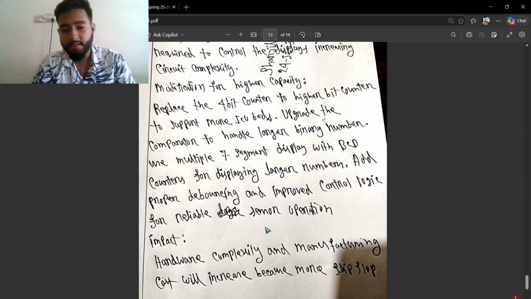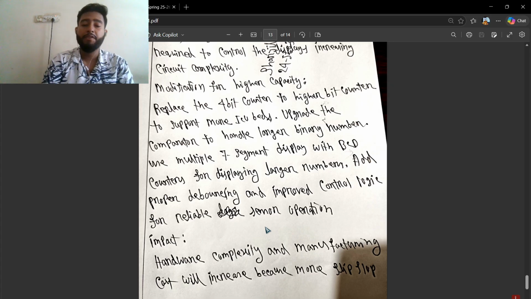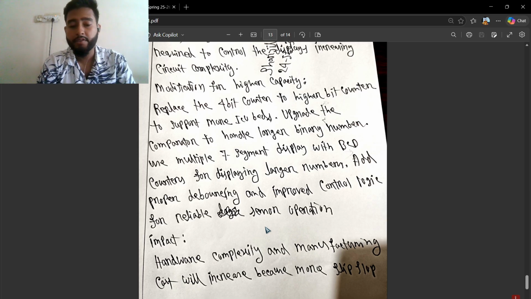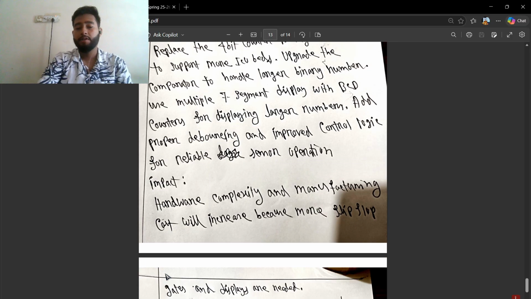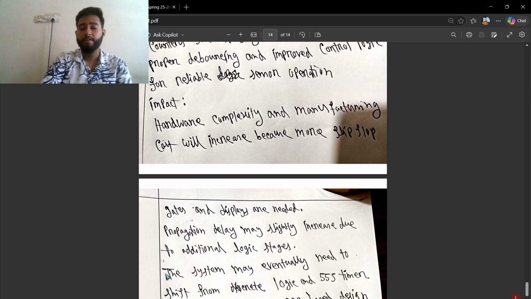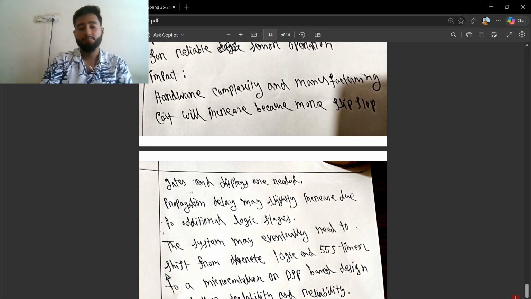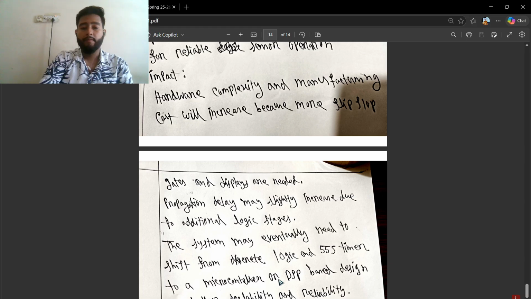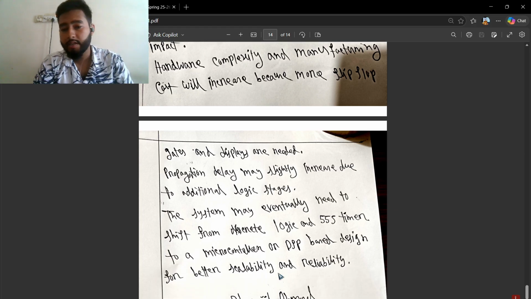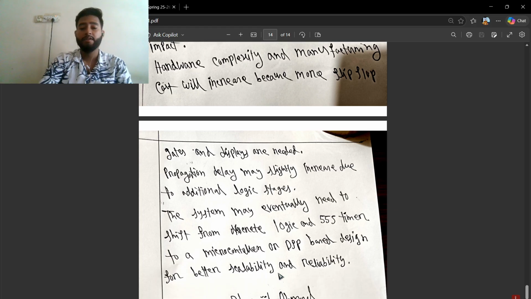So what is the impact of it? If we use more circuits and more gates, the hardware becomes more complex and the cost also increases. Hardware complexity and manufacturing cost will increase, because more flip-flops, more gates, and more displays are needed. Also, propagation delays slightly increase due to additional logic gates.